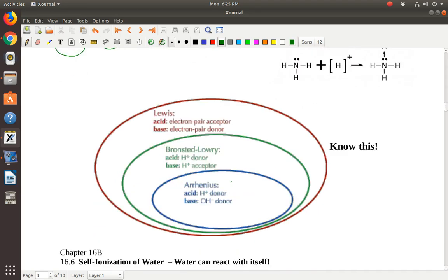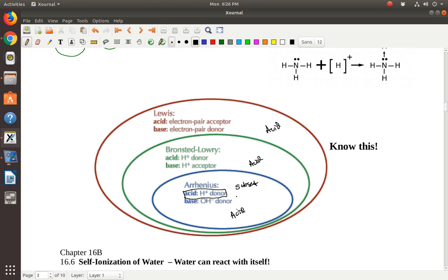Now, at the end of this first section of 16a, this is something you need to understand. The Arrhenius model is the smallest one. These are all subsets, and you should remember math. This is a subset, and this one is a subset of that one. So if something is an Arrhenius acid, that's the smallest one. It is also a Bronsted-Lowry acid, and it's also a Lewis acid, because it's contained within each circle.